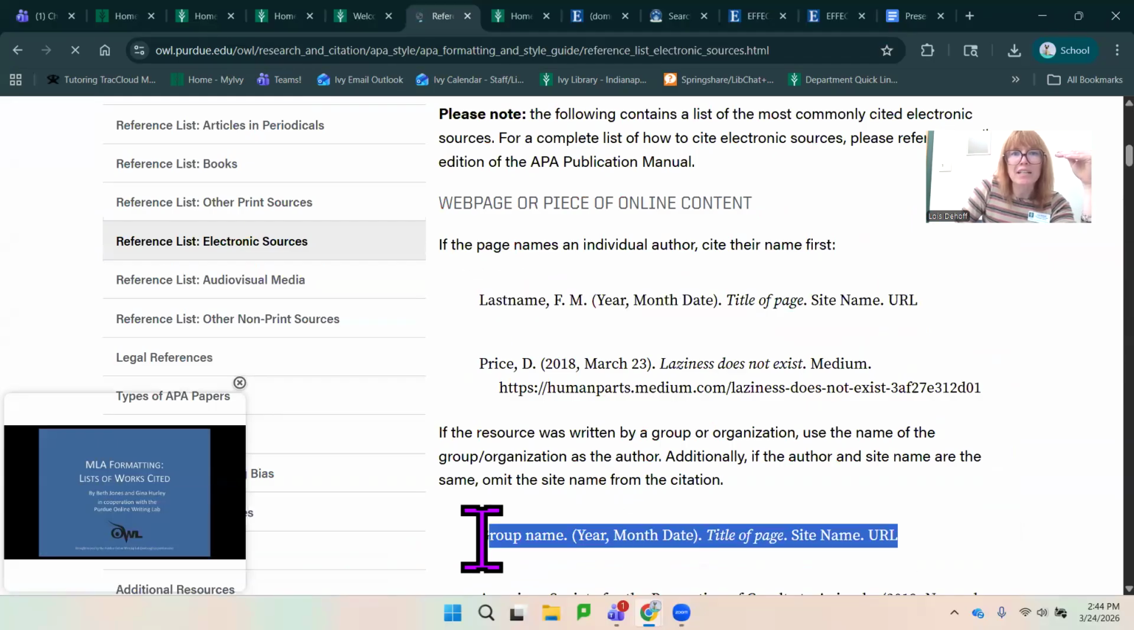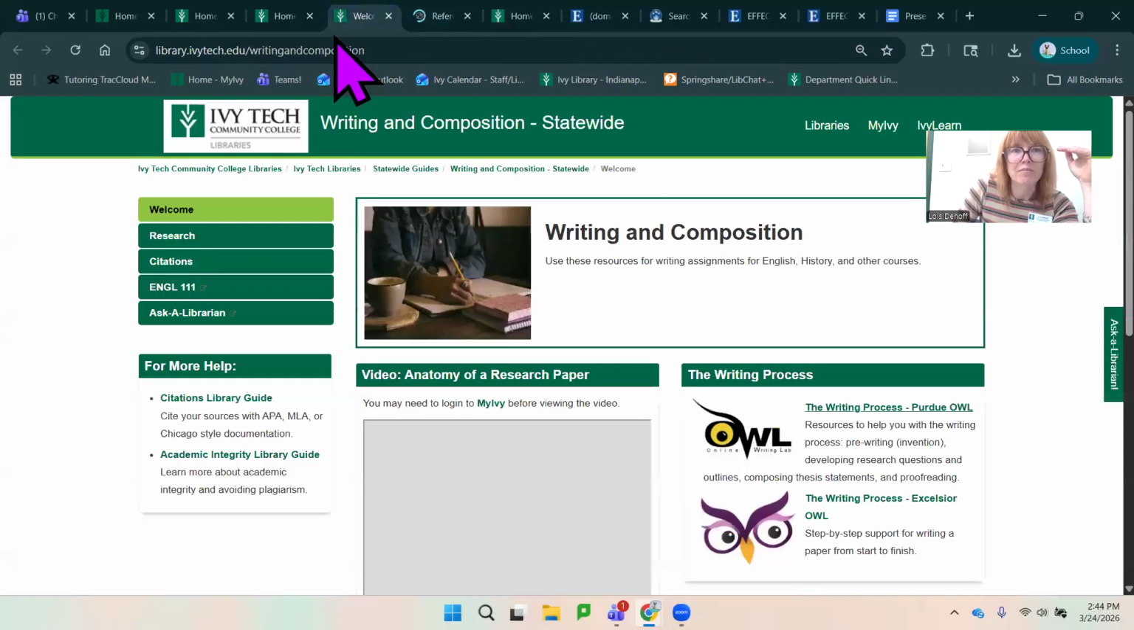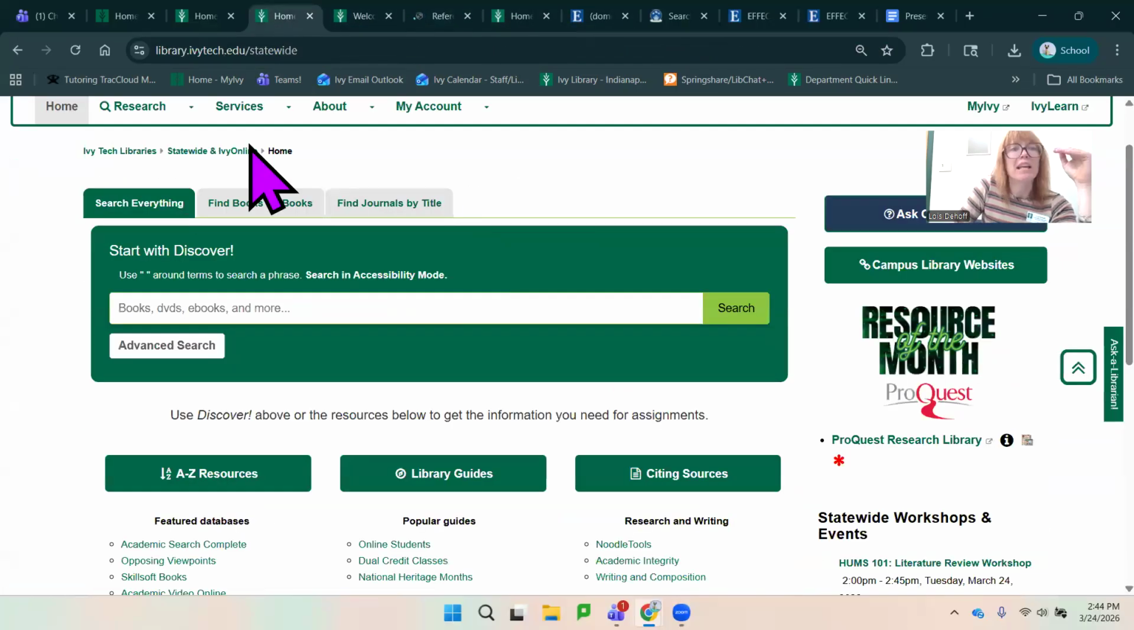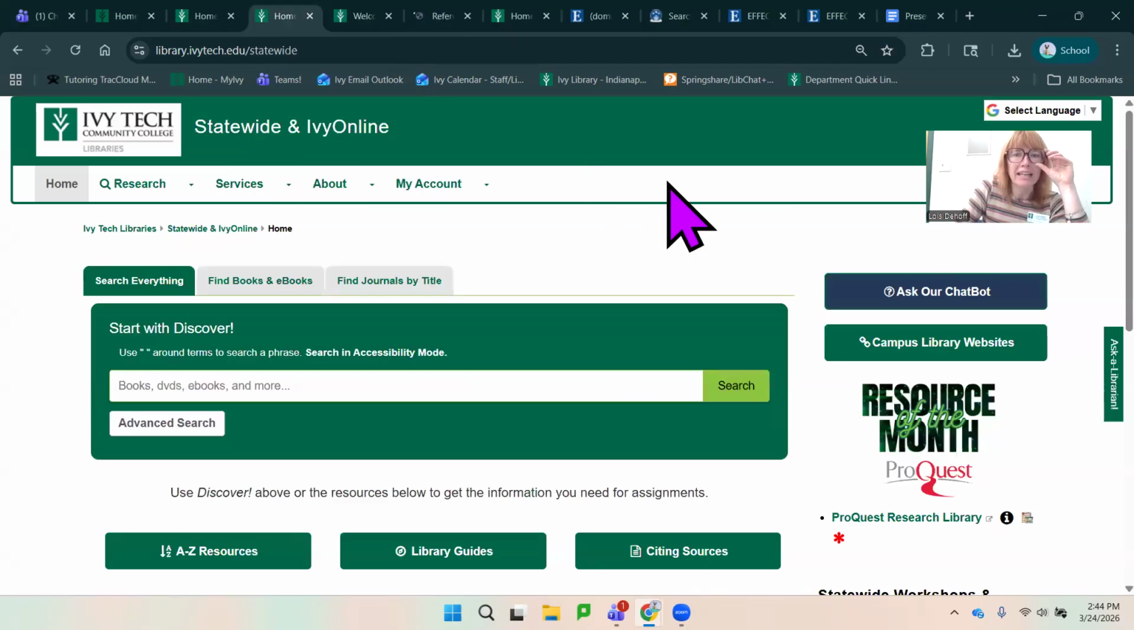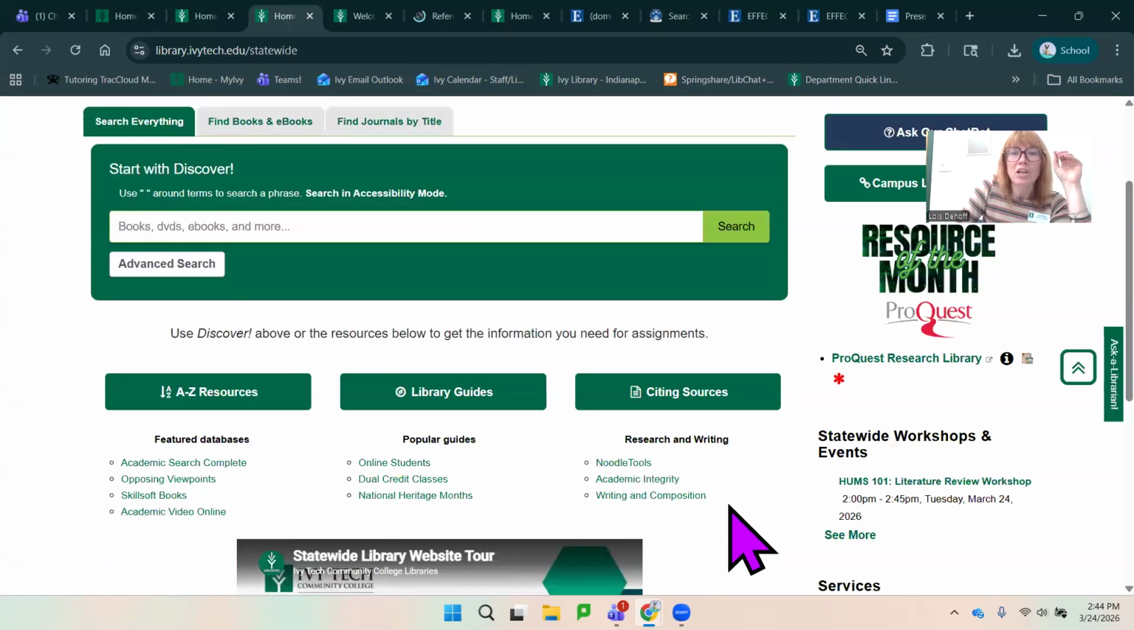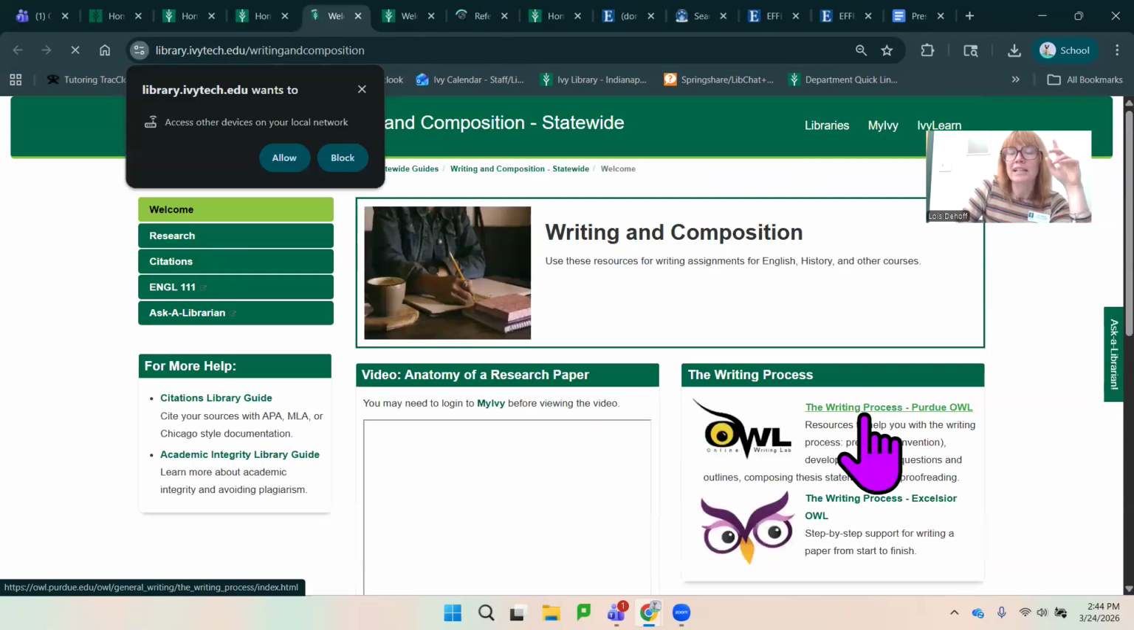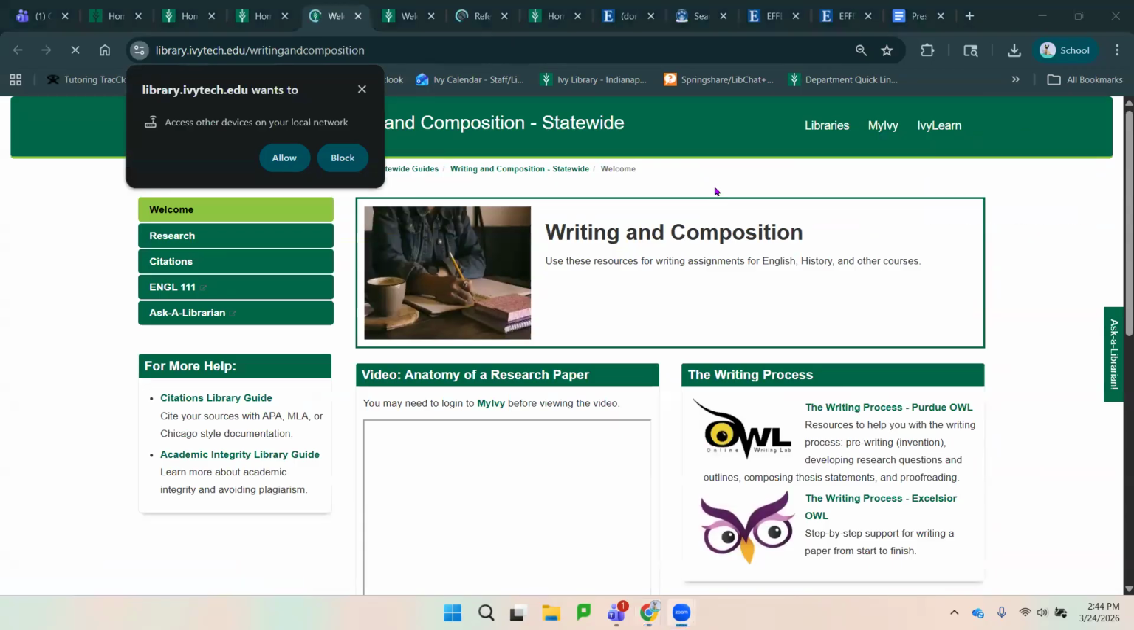So, going back to that, sorry, I have so many library tabs open. The statewide library and Ivy Online, go to that citing sources, go to that writing and composition, and when it takes you to Purdue OWL, click in here and then search by APA. And your local campus librarians and/or writing tutors should be able to help you with that if you get stuck. I mean, we could at least look it over. And I would say the writing tutors would be excellent if you can hook up with them.